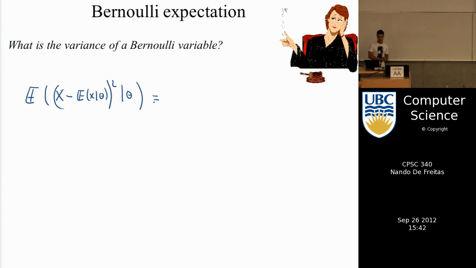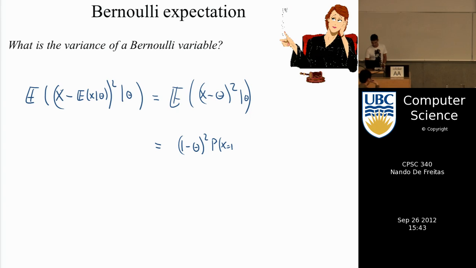Okay, so it's x minus the mean of x, which is just the expectation of x, minus theta, squared. Theta is given, so I can just state that it's given. And so that, again, will be 1 minus theta squared times the probability of x equal 1, given theta.